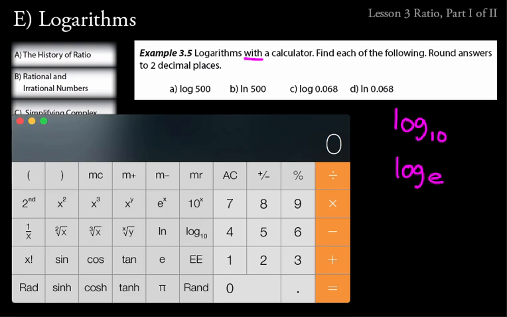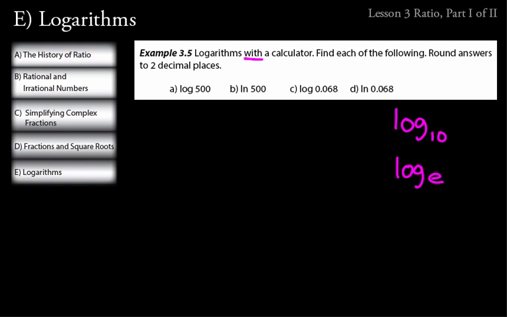So look at this graphing calculator on an Apple computer, and you can see that it has an ln button for that natural log, the log base e, and then it has a log base 10 or just log button. So depending on the calculator, log base 10 may just have log on it, and log base e will usually just have an ln for natural logarithm.